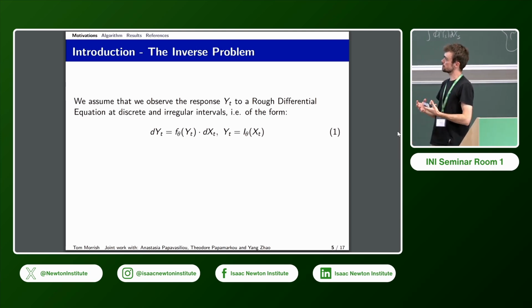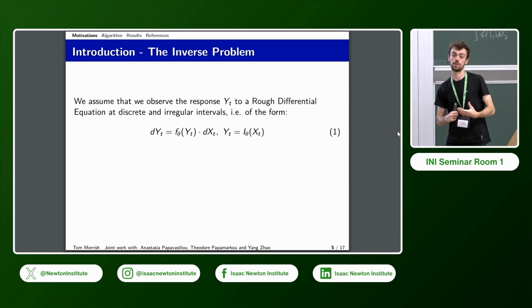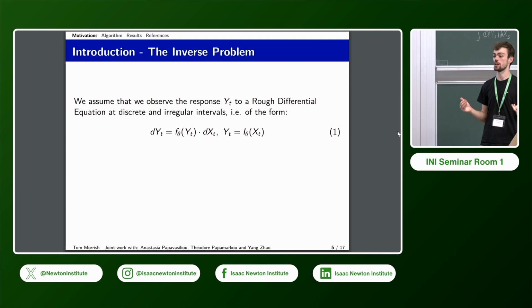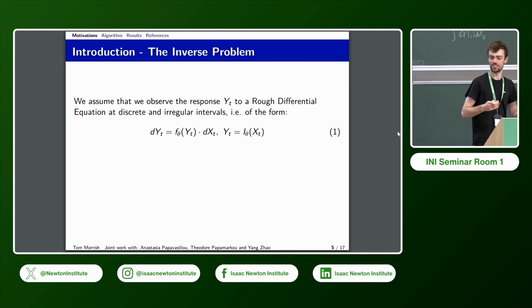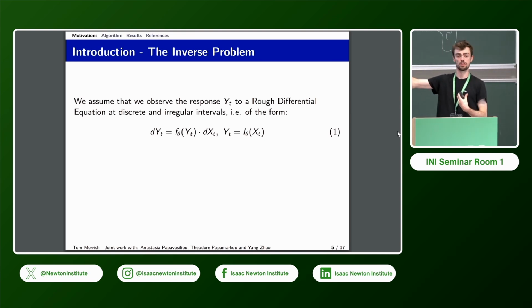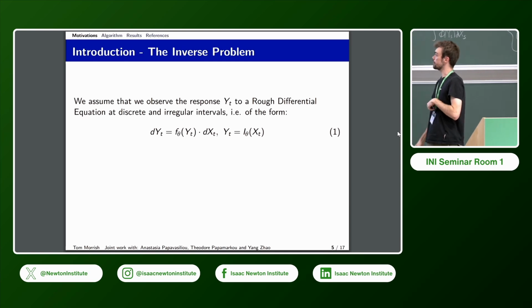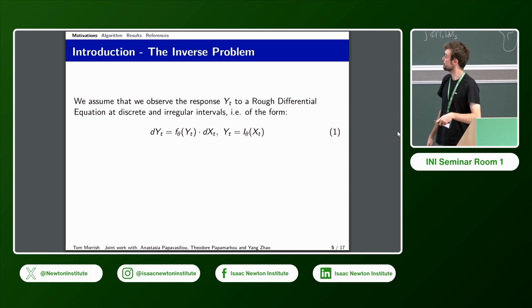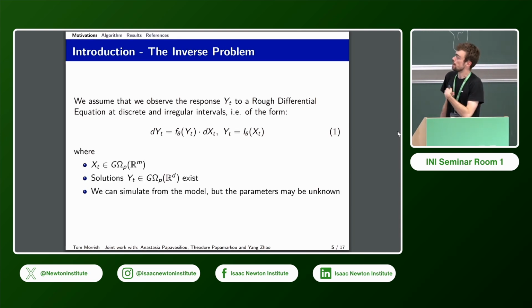Okay, so the setting that we're going to be talking about is that, just like with the animals, we observe the response to a rough differential equation at discrete and irregular time steps. This is the most common real-world setting you can get, right? Continuous processes going through time, and you sample it irregularly. You never observe the continuous trajectory. So our rough differential equation looks like that.